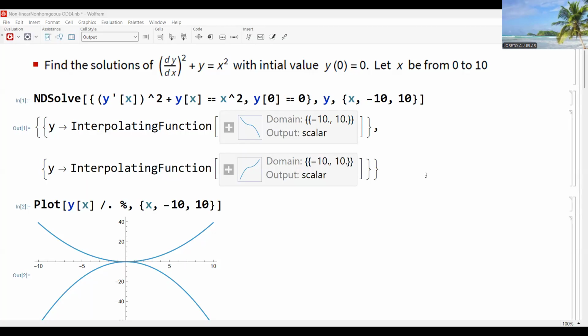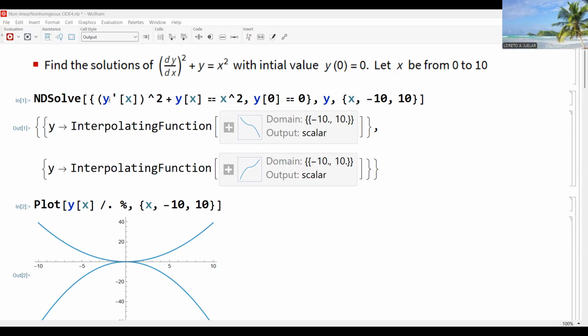Okay, so our problem here is to find the solution of the square of dy over dx plus y equal to x squared, with initial value y of 0 equal to 0. Let x be from 0 to 10 here, no? And let us use NDSolve of Mathematica here.